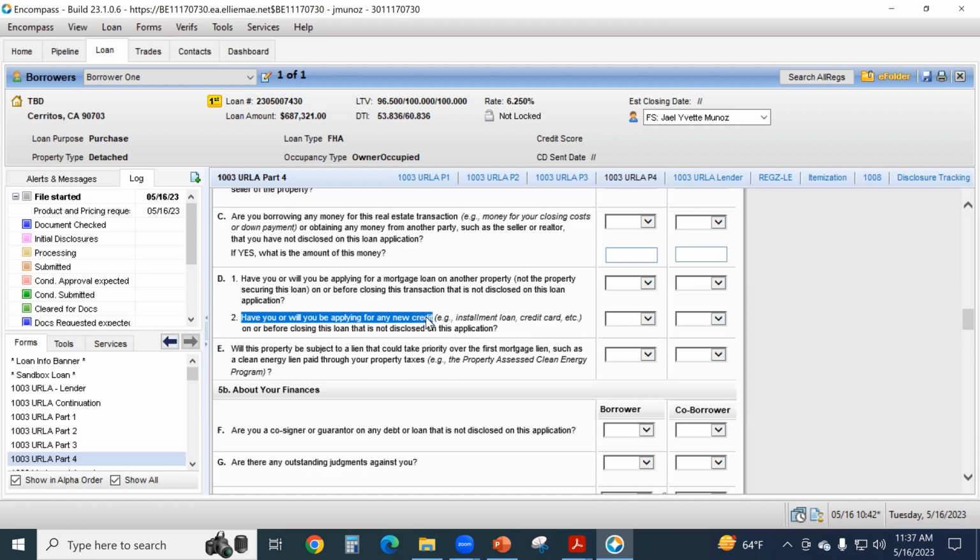Now this part right here that she went back to is very, very important. Have you or will you be applying for any new credit? A lot of times things will not show up on the initial credit that's run. What'll happen is it will show up because before closing, we run a credit refresh, or for people with investment properties, we run a credit supplement. That's going to show any new credit.